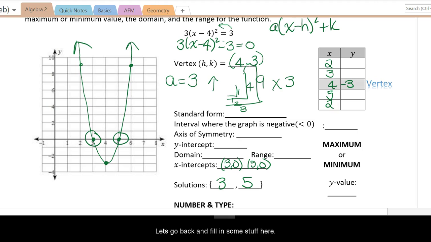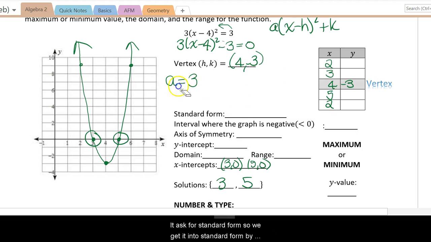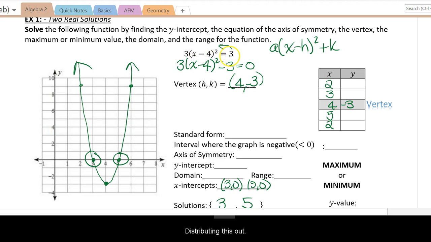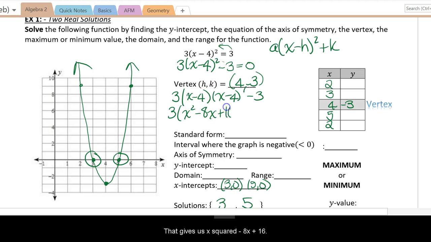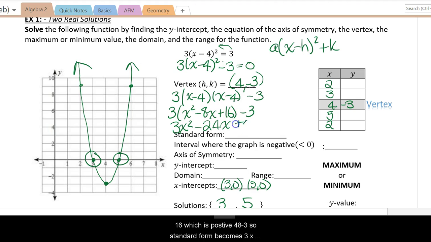Let's go back and fill in some stuff here. It asks for standard form. So we get it into standard form by distributing this out. So we have 3 times x minus 4 times x minus 4. And that gives us x squared minus 8x plus 16 minus 3. So we have 3x squared. And we have 3 times 8, which is negative 24x. And then we have 3 times 16, which is positive 48 minus 3. So standard form becomes 3x squared minus 24x plus 45.